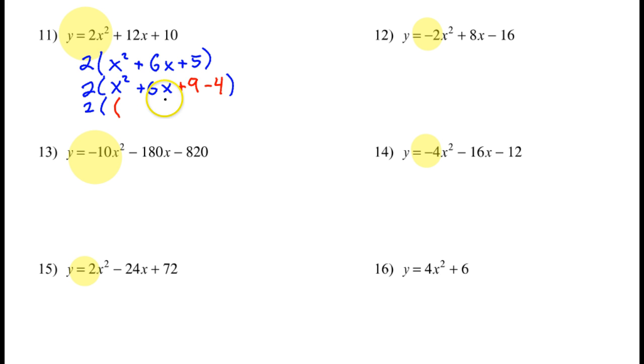Now I'm going to factor just these three. Bring down the minus 4. This factors to, half of 6 is positive 3. So I got x plus 3 squared. And vertex is at negative 3 comma negative 4. So that's an example of having a GCF, factoring it out, and doing the same steps.